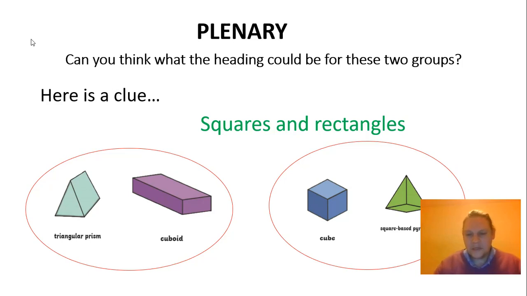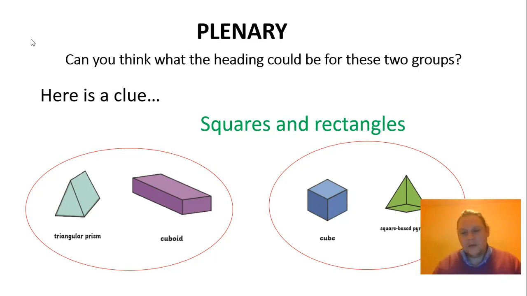All right, let's have a look at the shapes on the right. Is there any rectangles in a cube? No, cubes are just made up of squares, okay? All of the faces of a cube are square. Now, does a square-based pyramid have any rectangles? No, it doesn't, okay? So that's a property that's shared by the triangular prism and the cuboid that is not shared by the cube and the square-based pyramid, okay? They're the only ones out of those shapes that have rectangular faces on them that make up their surface.